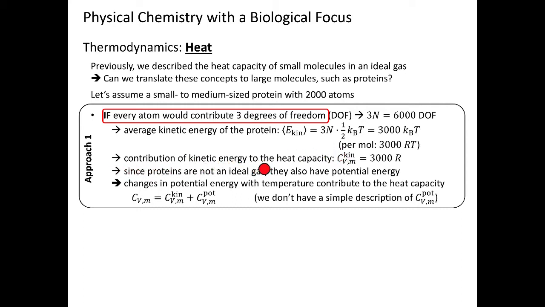Proteins are not an ideal gas, of course, so in addition to the kinetic energy, we also have a potential energy. When we're changing the temperature, that changes as well. So we also need to take into account the derivative of a potential energy with respect to the temperature and add it to the contribution from the kinetic energy. However, we do not have a simple description of that. So while we can write out the kinetic energy like this, we can simply take the derivative of that with respect to temperature. We don't have a corresponding simple description of the heat capacity contribution from the potential energy. So we just have to live with this kind of abstract description over here for now.